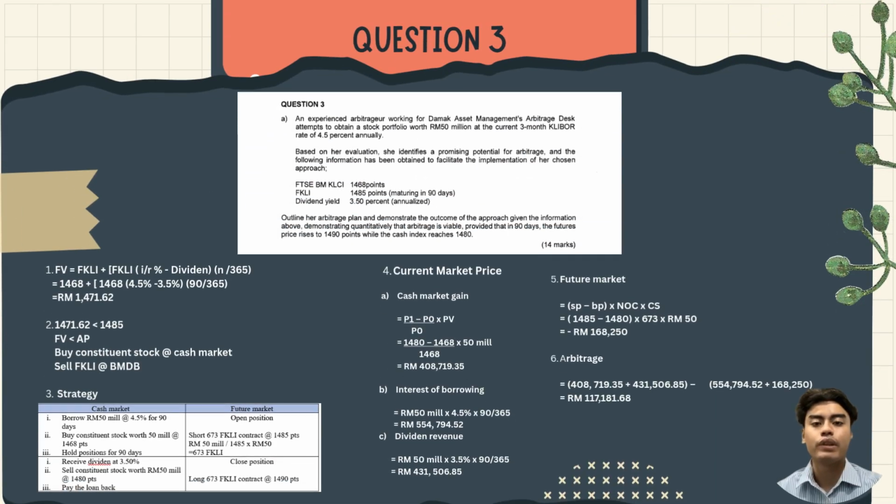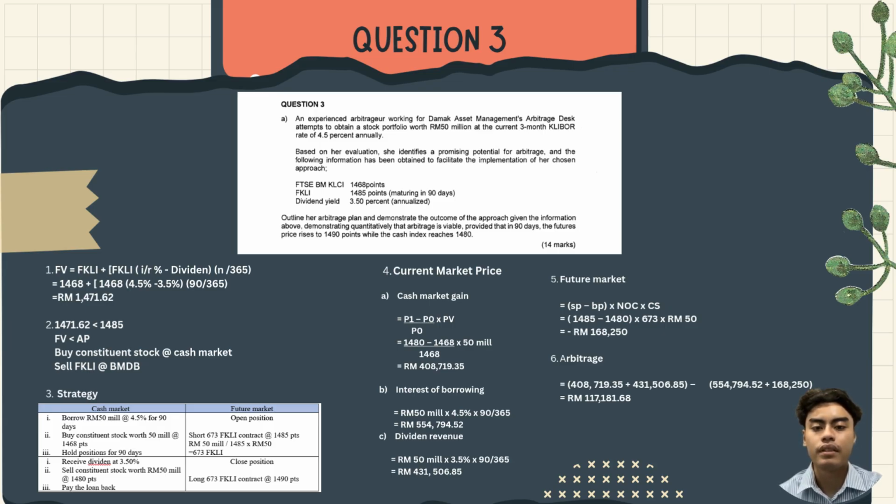Next, for question 3A, the question states that an arbitrager wants to obtain a stock portfolio worth 50 million. The current FTSE Bursa Malaysia KLCI is 1,468, while the FKLI futures price is 1,485, and the contract will mature in 90 days. The borrowing rate is 4.5% per year, and the dividend yield is 3.5% per year.